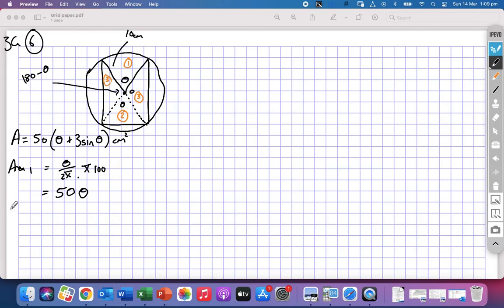So if I said area 2 is... and you might think, oh, triangles. Okay, half base times height. Hang on. Do I know the base? Oh, like I kind of do, because it's an isosceles triangle.